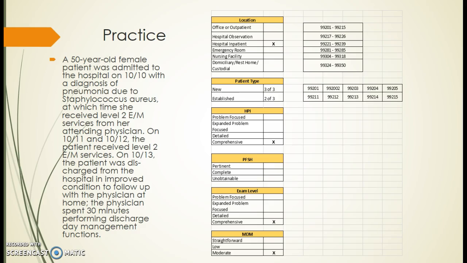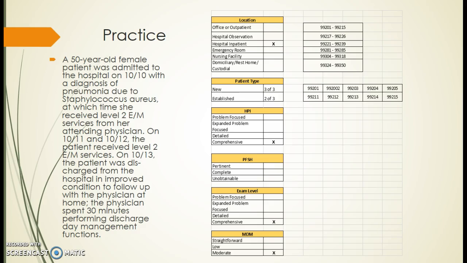And then to look at her discharge service, we need to flip over to discharge services on page 13. And if you look down on the left-hand side, hospital discharge services towards the bottom, it says right there, the first one, 99238, hospital discharge day management, 30 minutes or less. He spent 30 minutes performing her discharge day management. So then her discharge day code would be 99238.